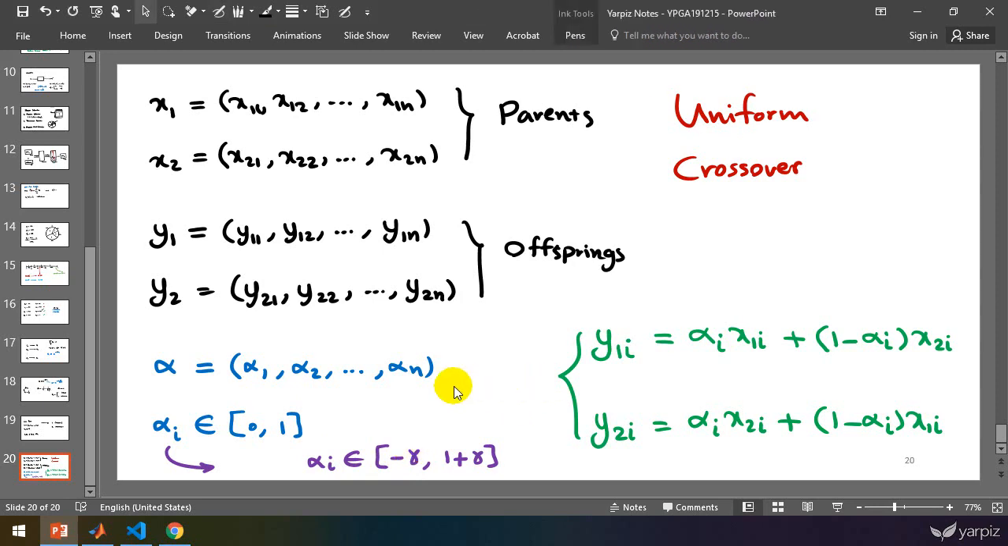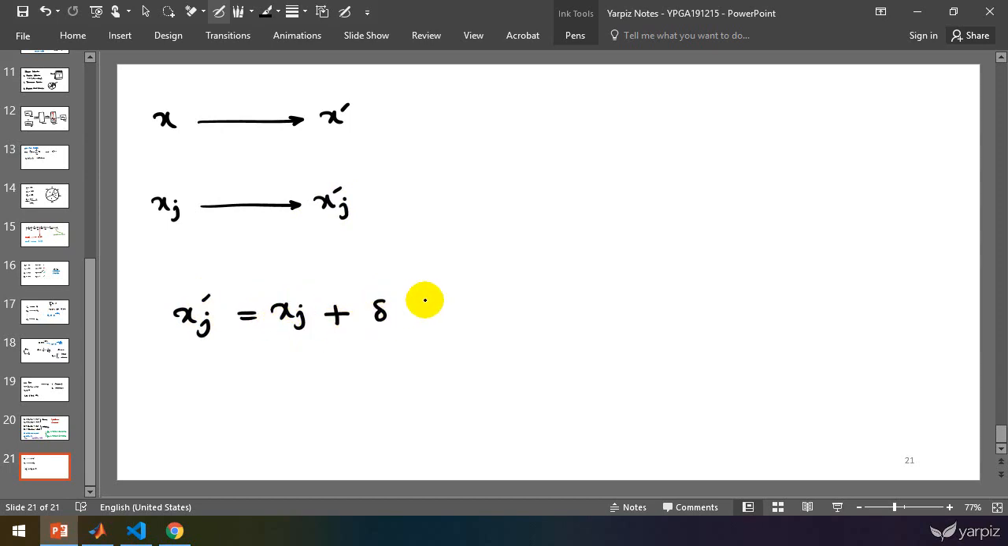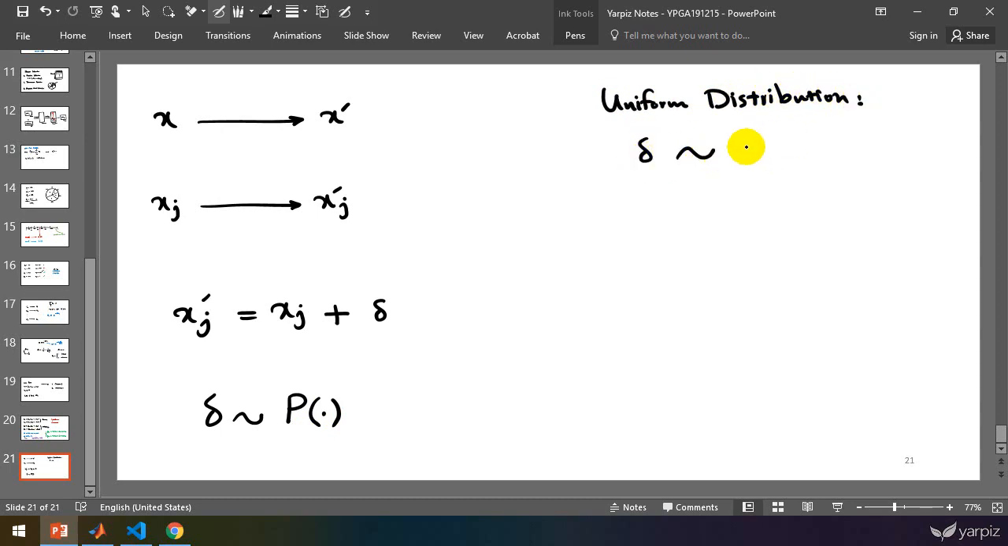Now let's talk about mutation in the continuous domain. We know that mutation changes and alters some decision variables. So we have x, and we're going to change this to x prime. For example, if we decide to change the jth element to xj prime, then we can define xj prime as xj plus a random number delta, and this random number has a predefined probability distribution. One way is to use a uniform distribution, drawing delta from a uniform distribution from negative epsilon up to epsilon. This ensures that delta will always be from negative epsilon up to epsilon.